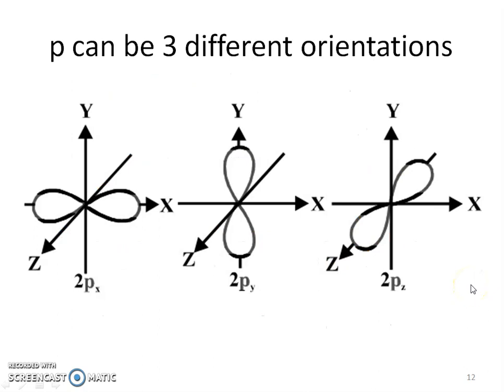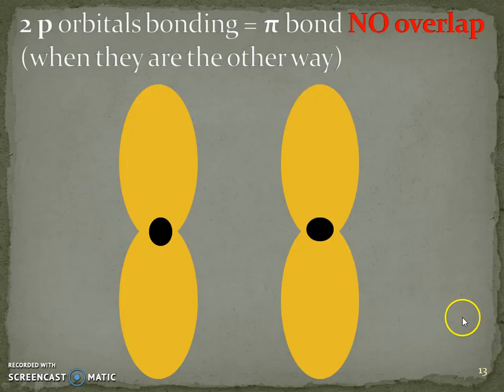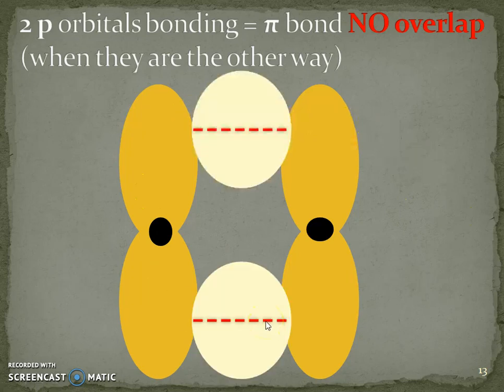Again, p can, however, be in three different orientations. It can have that dumbbell or infinity shape, it could have that dumbbell shape going up and down, or it could be on that z axis, where it's on a diagonal. Because of that, when two p orbitals come together in this orientation, there is no overlap. So like in a double or a triple bond, the different p orbitals are now going to bond together, but when they bond together, there's going to be an area of no overlap.